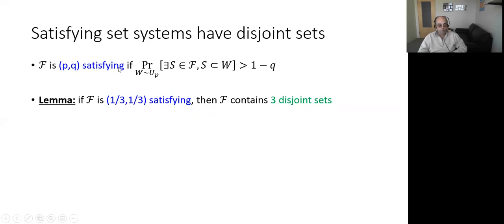Okay, and here's just a definition at the top, if you don't remember it, of satisfying. So let's do the proof. It won't be too hard. It will actually fit in the bottom of this slide here with a reasonable font.